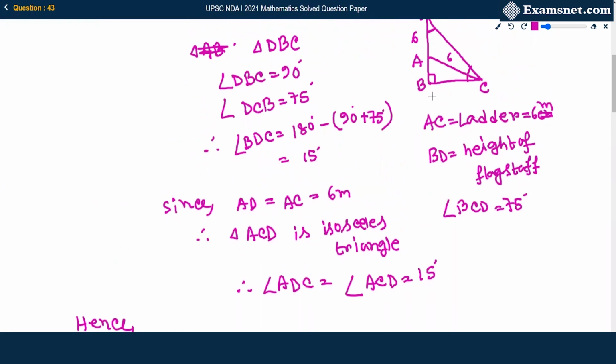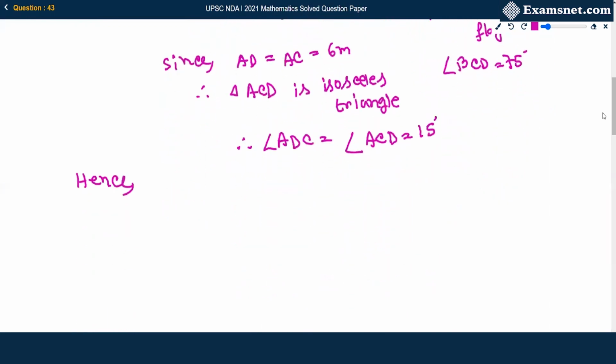that if BCD is 75 degrees and ACD is 15 degrees, then ACB, which is angle DCB minus angle ACD. So 75 degrees minus 15 degrees, that is 60 degrees.